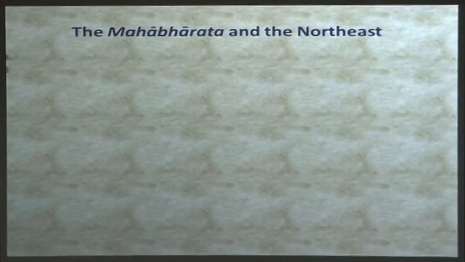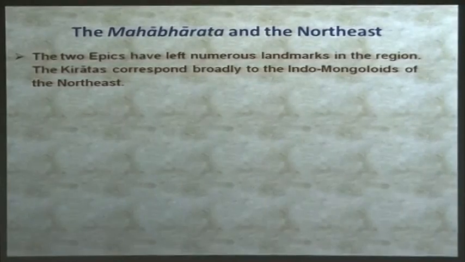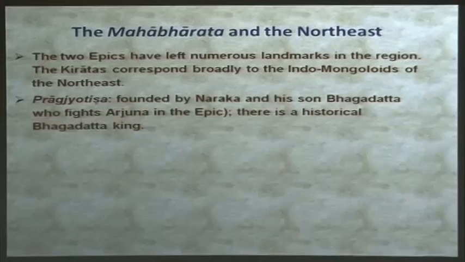In the northeast, lots of landmarks. I mentioned the Kiratas earlier. They are actually supposed to be one of the main ethnic groups in the northeast. The Prag Jyotisha mentioned in the Mahabharata was founded by Naraka, who is technically an Asura, and his son Bhagadatta, who fights Arjuna in the epic.